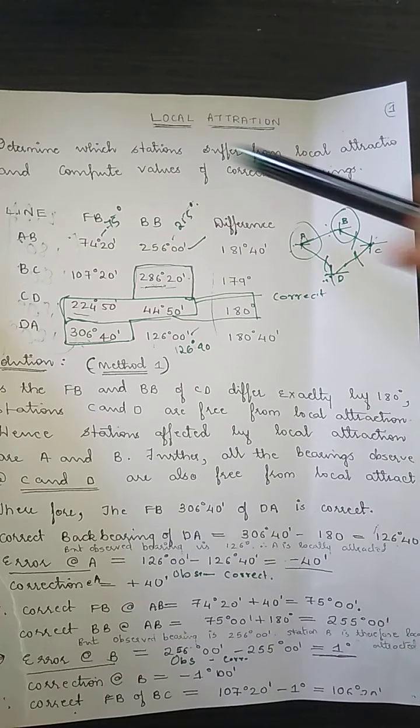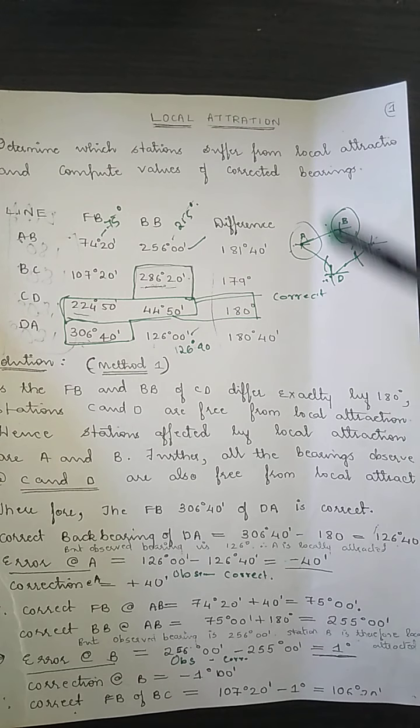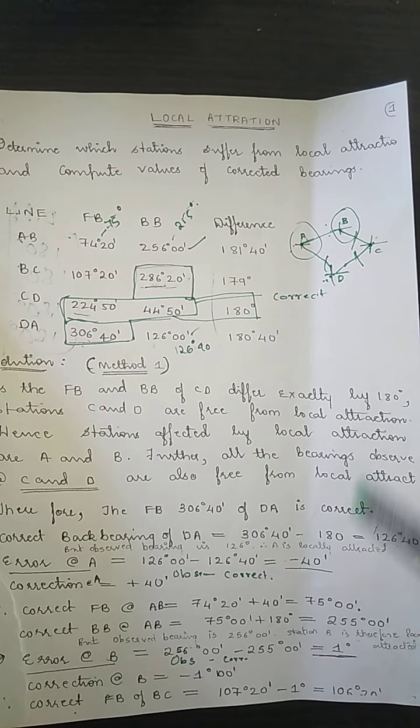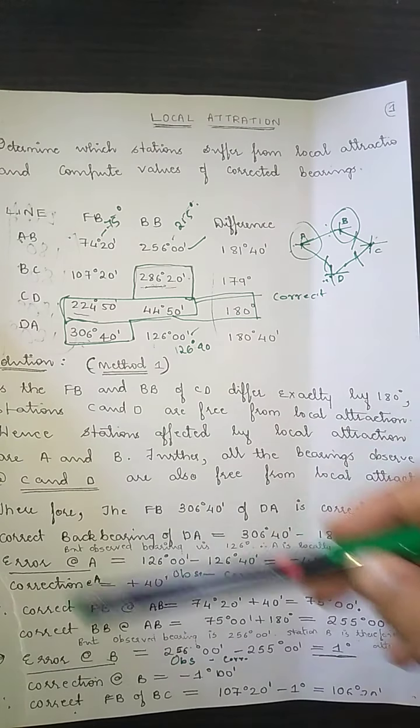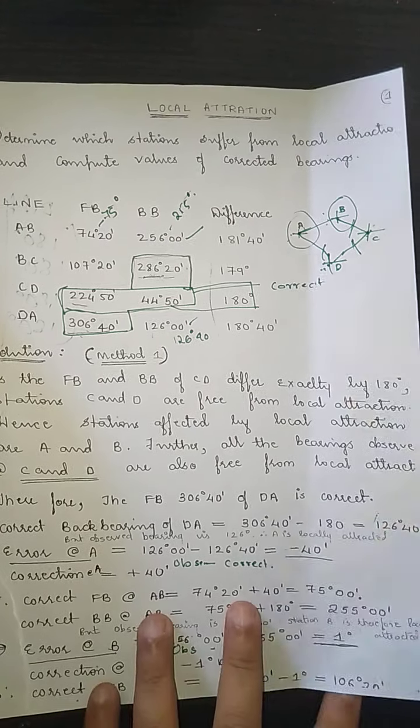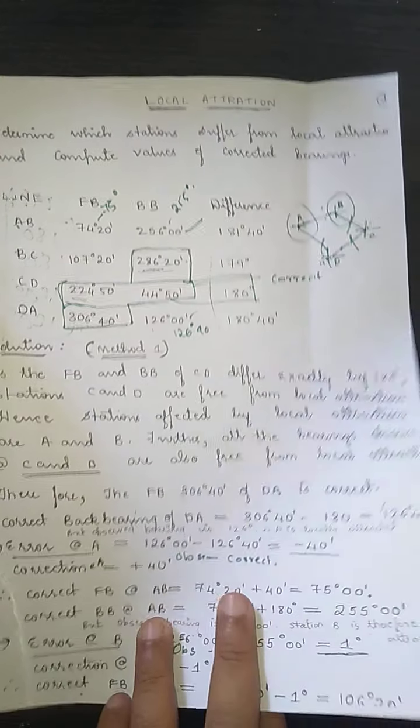Now in yesterday's class we have already solved this problem: determine which stations suffer from local attraction and compute the values of the corrected bearings. Now in this problem there is one condition. If you want to see the explanation again, you can refer to the previous videos, and in those videos I have done the simple problem of local attraction.